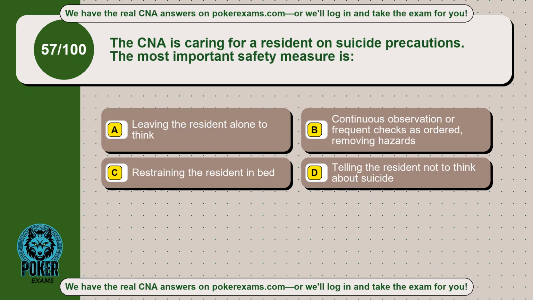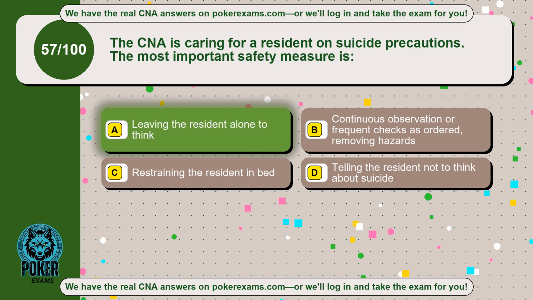Question 57. The CNA is caring for a resident on suicide precautions. The most important safety measure is: Option A. Leaving the resident alone to think. Option B. Continuous observation or frequent checks as ordered, removing hazards. Option C. Restraining the resident in bed. Option D. Telling the resident not to think about suicide.